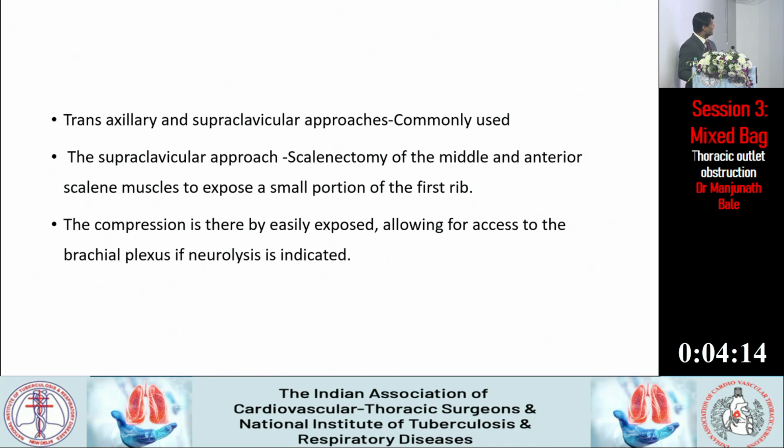The approaches can be transaxillary or supraclavicular. The supraclavicular is supposed to be much easier because you have better control over the nerves. In the transaxillary approach, you might not deal with much of the nerves, but the chances of brachial plexus injury are seen to be higher with the transaxillary approach in some studies.